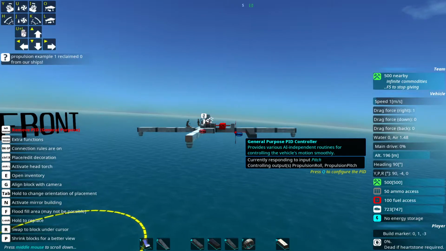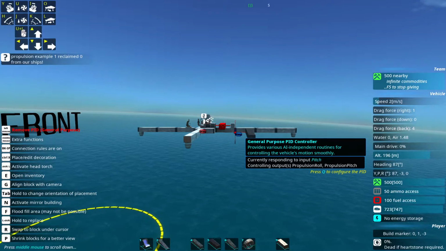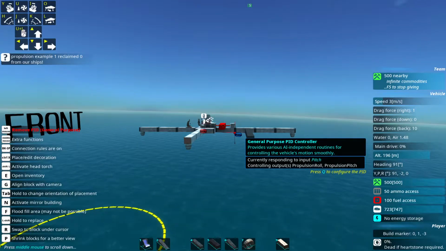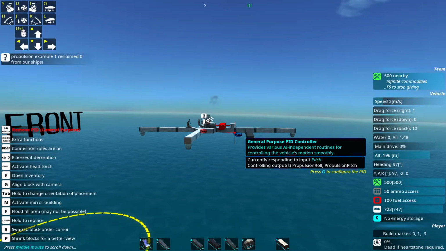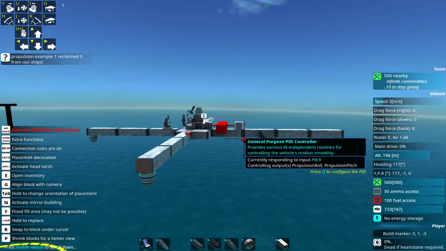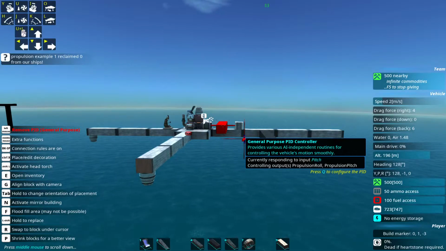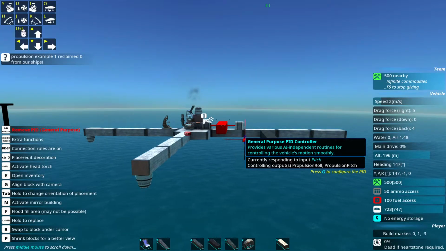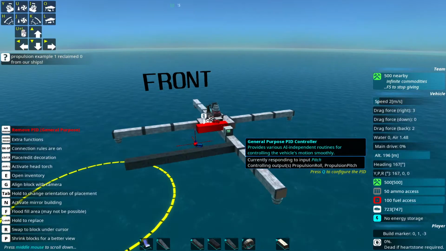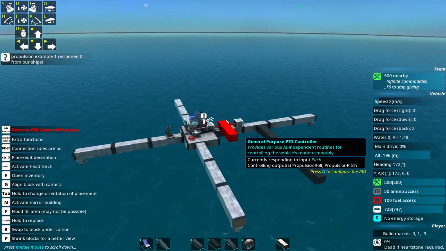So now the integral will fix this constant error. It now overfixed it. Now we have -3, but soon we should be exactly at 0. Come on. We've got a -1. Can we get a 0? There we go. Now we've got a 0. So, this is how PIDs work.